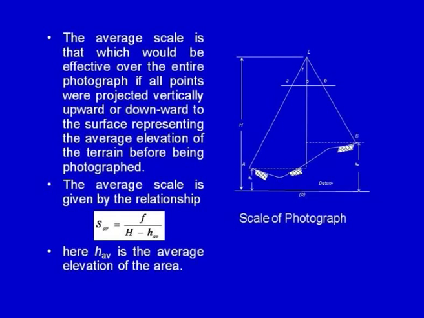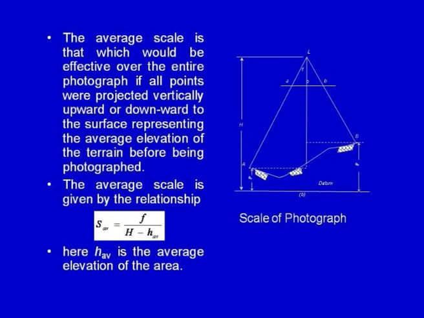Now, it is possible that while we are taking a photograph of an area, the ground elevation may not remain constant. It may vary at different locations, and thus the scale of the photograph at each of the points of varying height would be different. However, it is not possible to have multiple scale values for a photograph. So, for simplicity, an average scale is defined. The average scale of a photograph is that which would be effective over the entire photograph if all the points were projected vertically upwards or downwards to the surface representing the average elevation of the terrain being photographed.